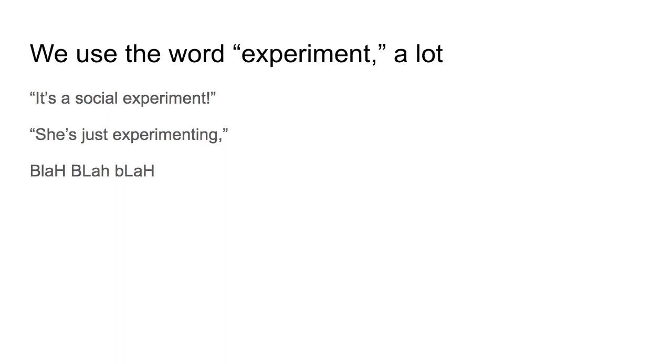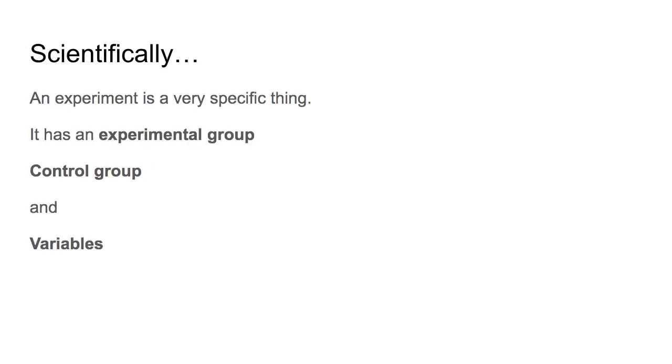We use the word experiment a lot in our everyday lives, like when we say, I'm just going to experiment with this. But scientifically, an experiment is a very specific thing. It has an experimental group, a control group, and variables. And in just a second, I'm going to explain what those 3 things are.